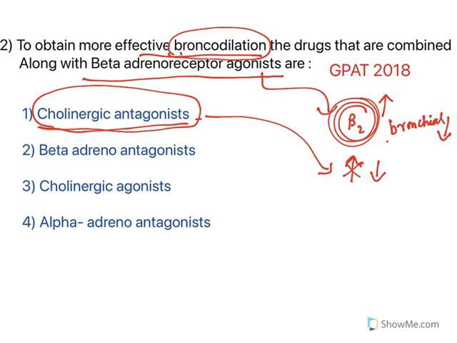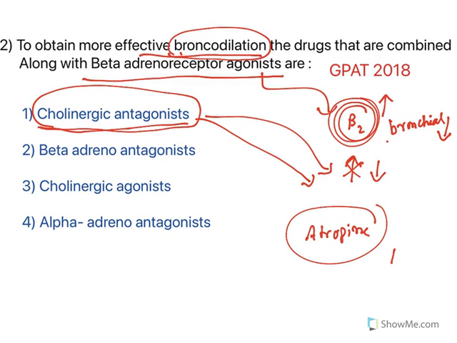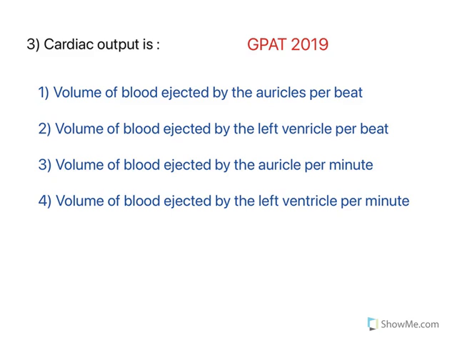When you understand the physiological effects of cholinergic antagonists, then we can use it. Atropine is one of the choice of drug to reduce bronchial secretions. So the option is this one. This you can combine with bronchodilating drugs. Moving to the next one.